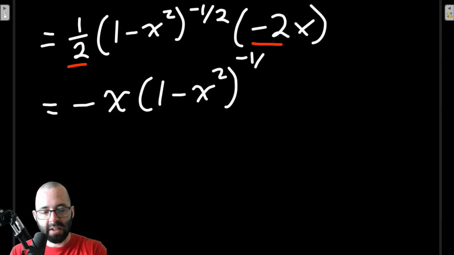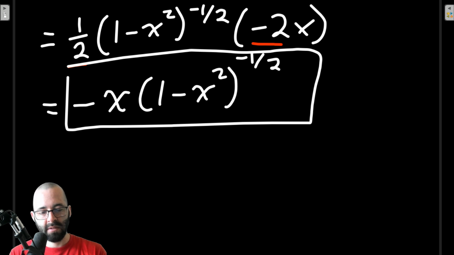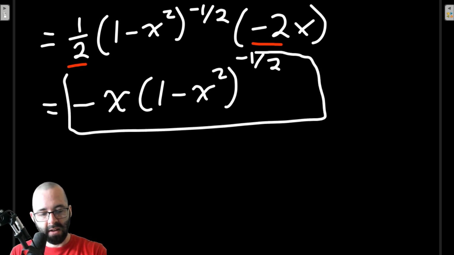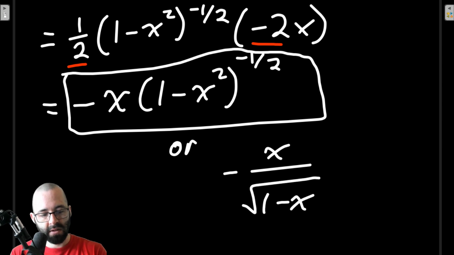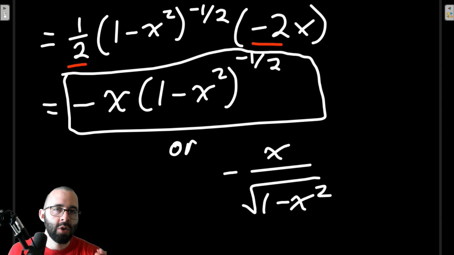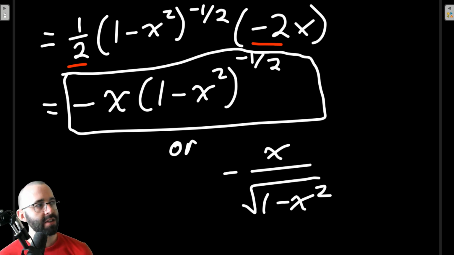Now this right here is a perfectly good answer. Fully simplified and beautiful. If you wanted to, you could also rewrite it like this. Negative out in front of a fraction. X on the top. Square root of 1 minus x squared. Remember, this is just rewriting that negative rational exponent as a radical in a fraction. Negative exponent means flip it upside down, and the exponent becomes positive. And then it turns into a radical because it's a fraction exponent.